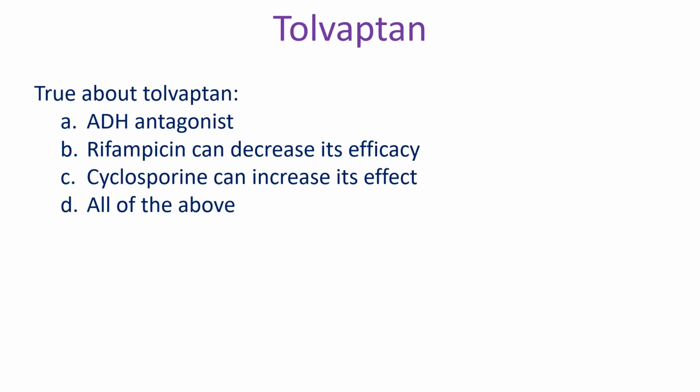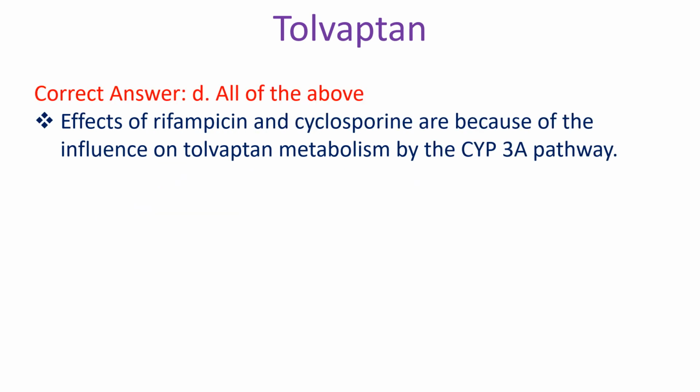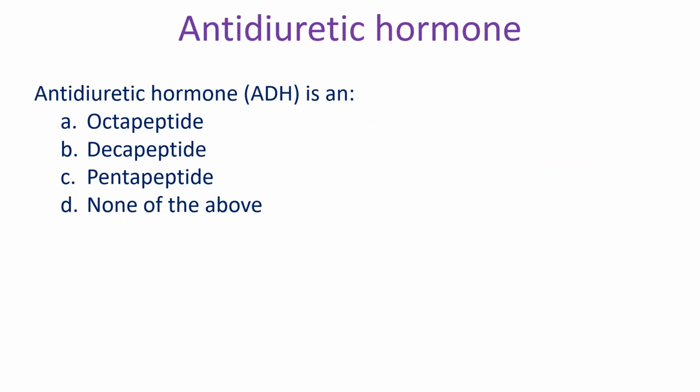True about tolvaptan: A. ADH antagonist, B. Rifampicin can decrease its efficacy, C. Cyclosporin can increase its effect, D. All of the above. Correct answer D. All of the above. Effects of rifampicin and cyclosporin are because of the influence on tolvaptan metabolism by the CYP3A pathway.